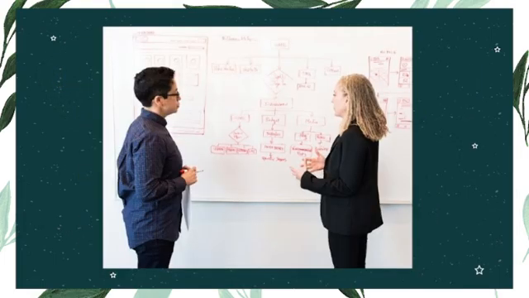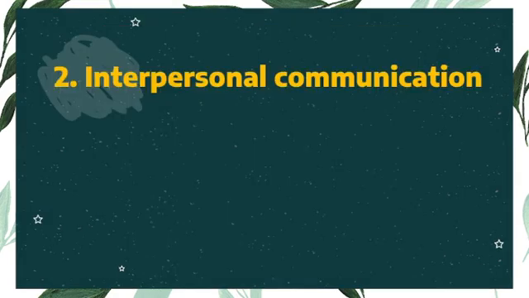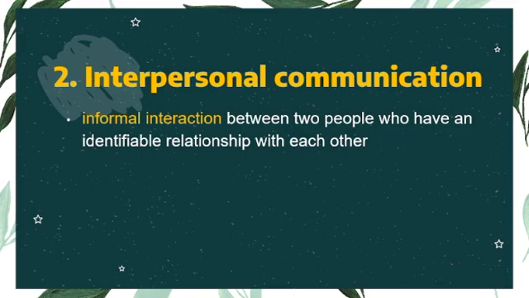All right, so the next picture here shows two people trying to solve a problem. So, this is an example of interpersonal communication since they are obviously talking to each other and it's like they're trying to solve a problem they have at school or at work. Interpersonal communication is defined as the informal interaction. This refers to people who have an identifiable communication setting with each other.